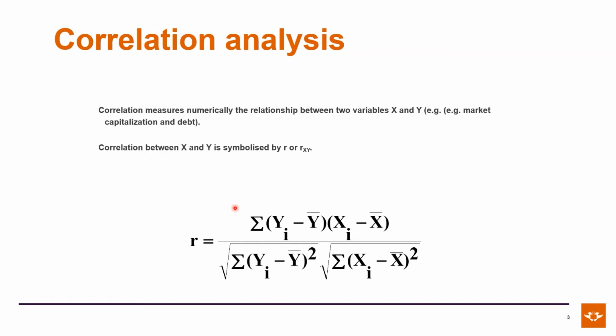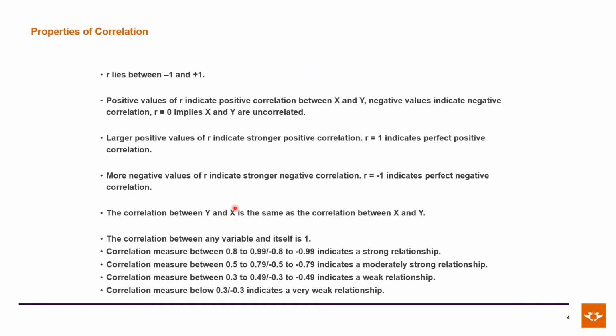So firstly, R, which is your correlation coefficient, lies between -1 and 1. Okay. Positive values of R indicate a positive relationship between X and Y. In other words, as X moves up, Y moves up as well. A negative value obviously indicates a negative relationship between X and Y. The larger our R becomes, the stronger our correlation. Okay. So if R is positive, the larger the positive value is, the stronger positive correlation there is between X and Y. Okay.